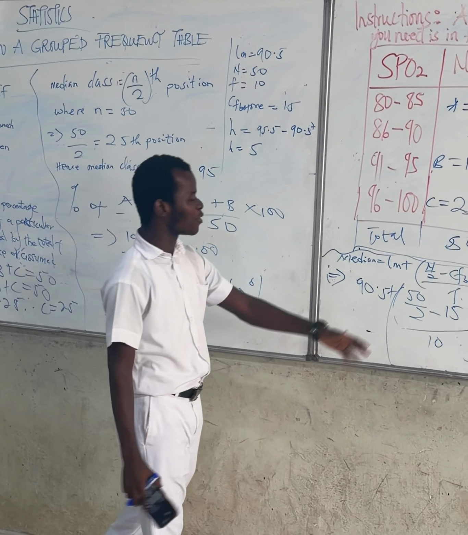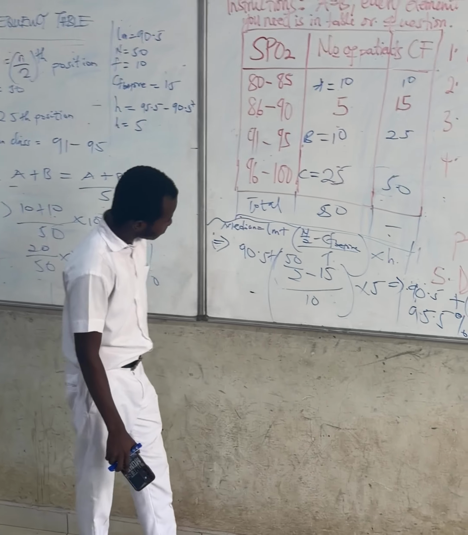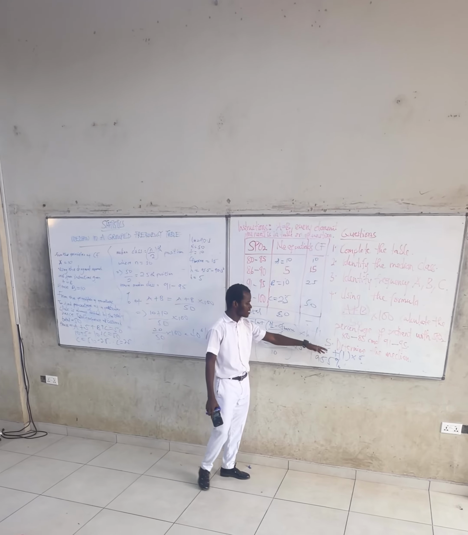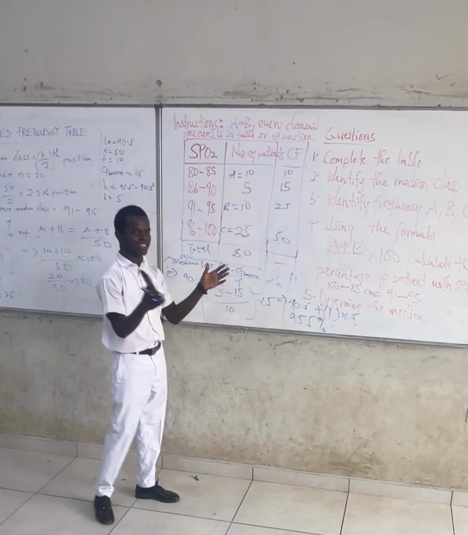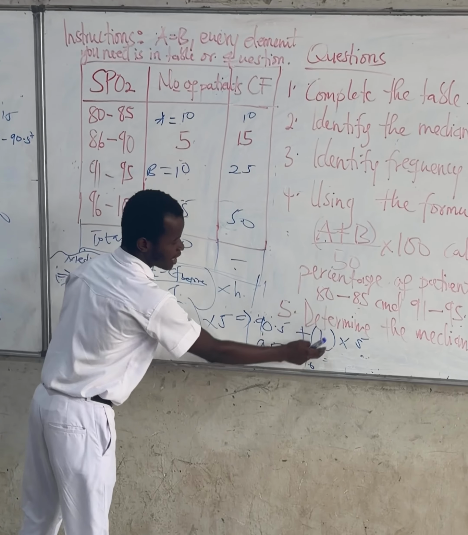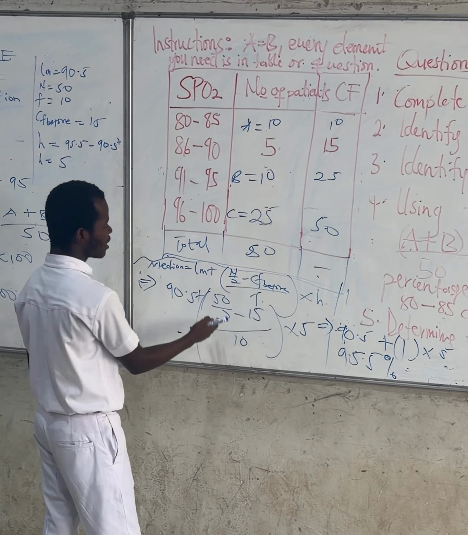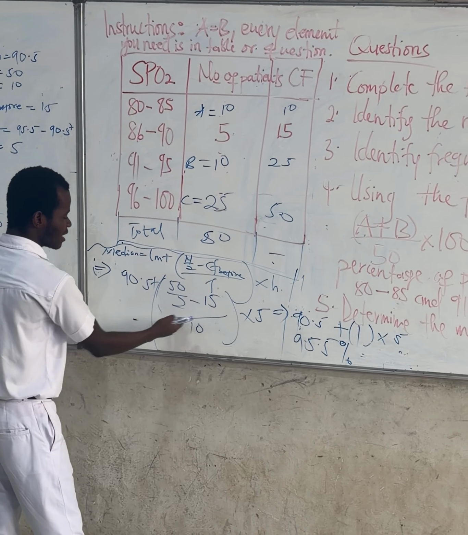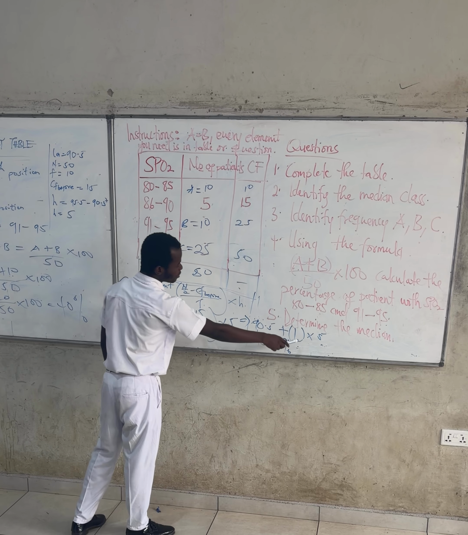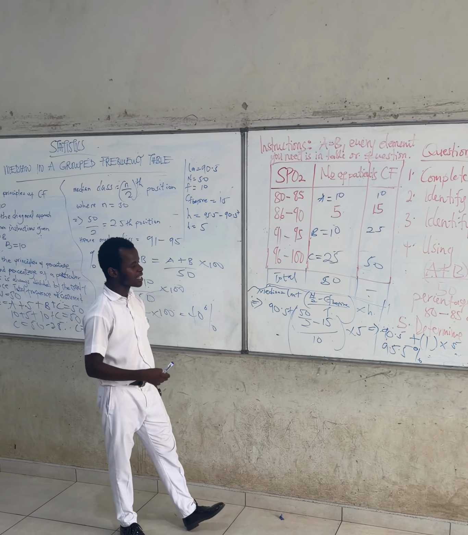Then you substitute into your formula. 50 divided by 2 minus 15, all divided by 10. You have to go in a sequential way, but then you don't have much space. That's why I did it in one line. So 50 divided by 2 is 25. 25 minus 15 is 10. 10 divided by 10 is 1. Then you multiply by 5, which will give you the same 5. 90.5 plus 5, which is 95.5.